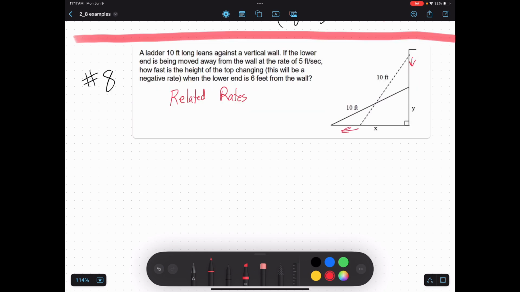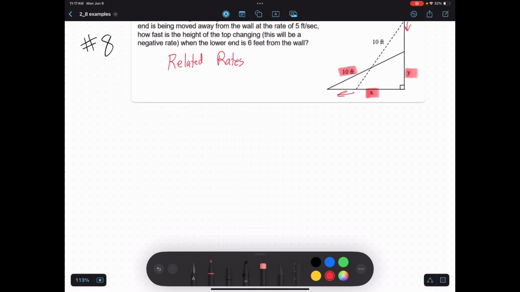So we have x, we have y, and we have the length of the ladder. What shape is this creating? It's creating a right triangle. So do we have an equation that relates the size of a right triangle? We do. It's the Pythagorean theorem. So x squared plus y squared is equal to 10 squared. That's what the Pythagorean theorem tells us, right? That the two legs of your right triangle, the square of their sides add up to be the square of the hypotenuse. So x squared plus y squared is equal to 10 squared.